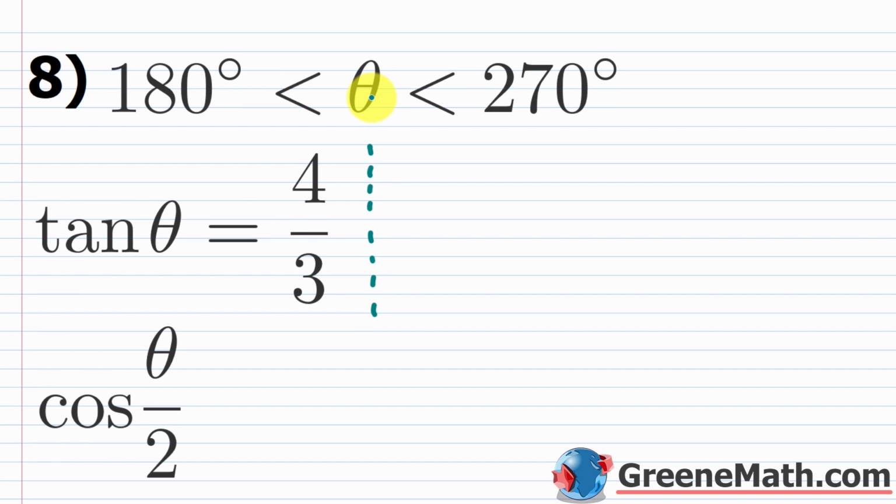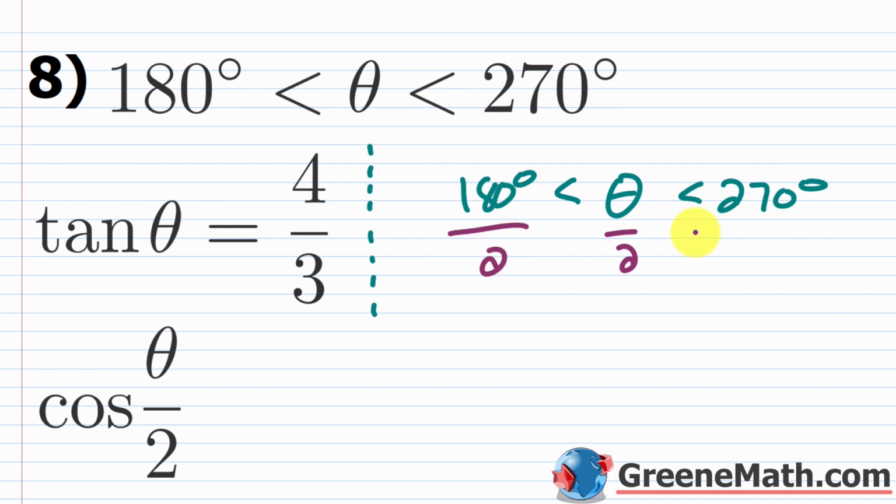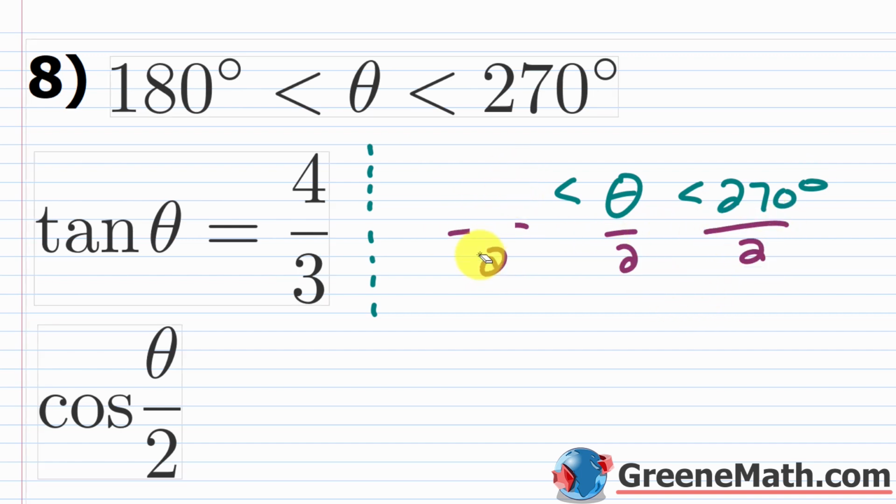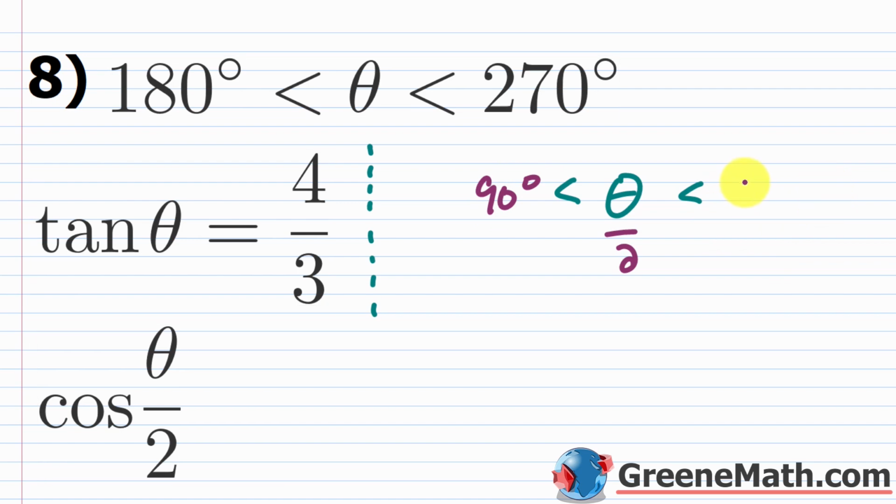You need to figure out theta over 2. So just start with theta being greater than 180 degrees and less than 270 degrees. And all we're going to do is divide each part here by 2 and simplify. So 180 degrees divided by 2 is 90 degrees. And then for 270 degrees divided by 2, that's 135 degrees. So what this tells me is that your theta over 2 is going to be greater than 90 degrees and less than 135 degrees. So I'm going to be in quadrant 2.